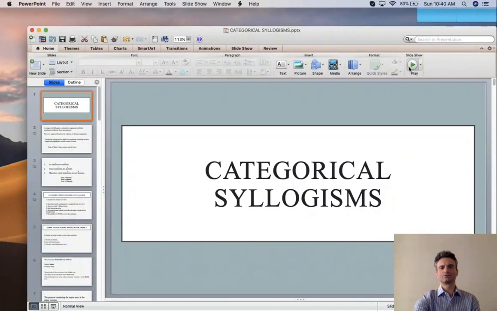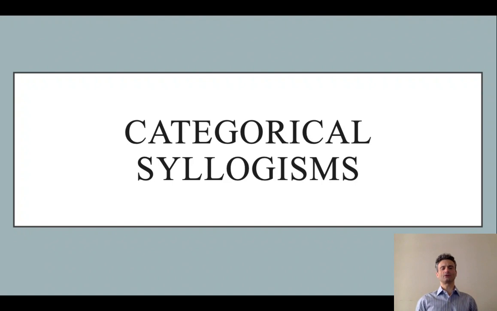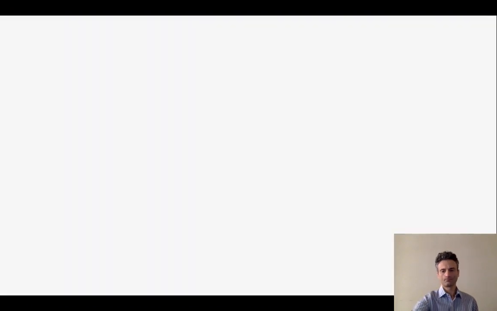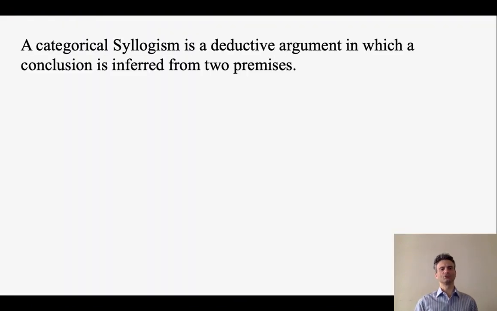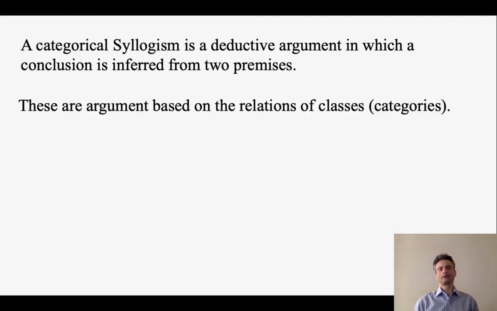Good morning, students. In this video lecture, we are going to learn about categorical syllogisms. A categorical syllogism is a deductive argument in which a conclusion is inferred from two premises. These arguments are obviously based on the relationships between classes, categories. That's why they are called categorical syllogisms.